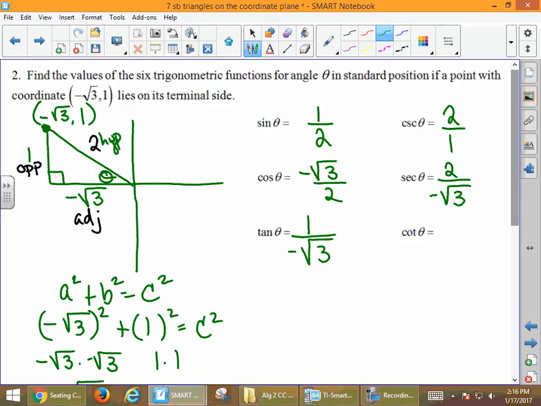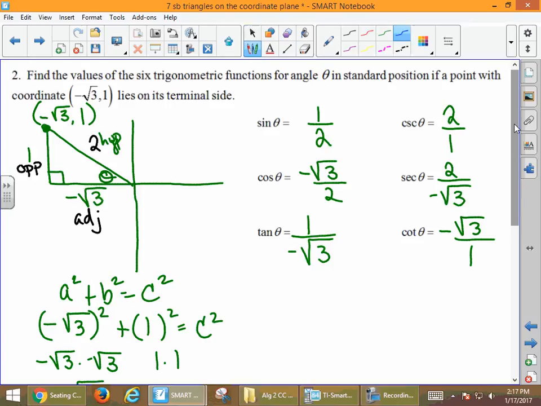The reciprocal of tangent is cotangent. We have 1 divided by negative square root of 3. Negative square root of 3 divided by 1. No, you don't have to write the 1. But there's our functions. We need to fix them up a little bit more. We need to get rid of the radical in the denominator.